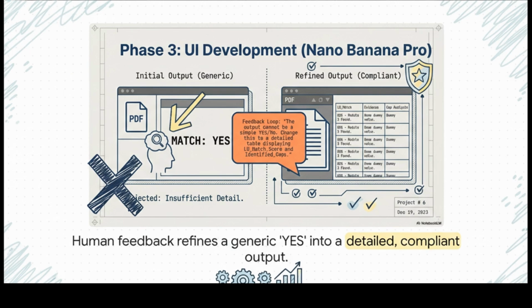On the left, you see the AI's first try, just a generic, totally unhelpful match. Yes, that gets rejected fast. A human expert jumps in and provides feedback right on the interface, demanding a detailed table. And the result? On the right, you get a compliant, evidence-rich output that's actually useful for an audit. That's the partnership right there.